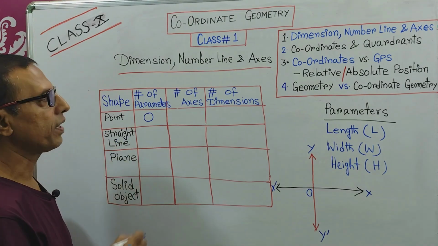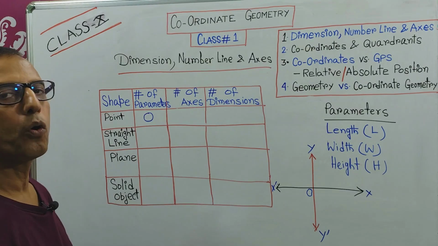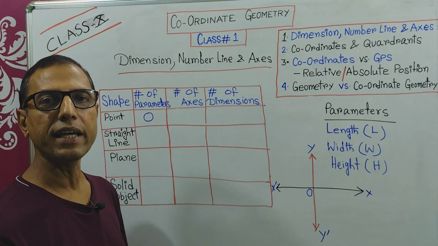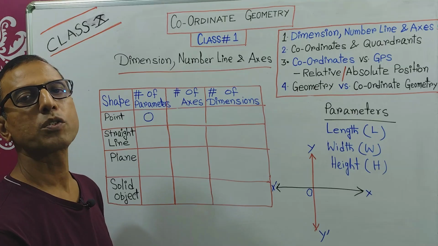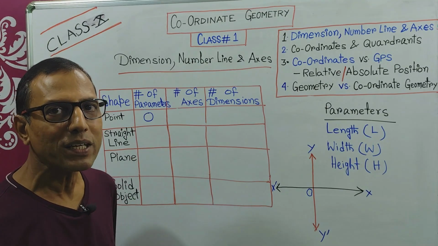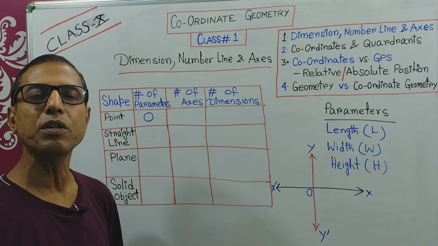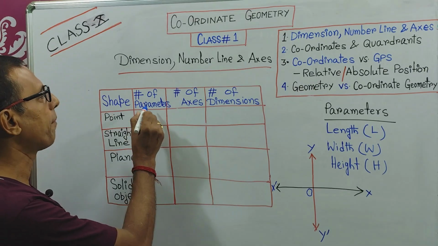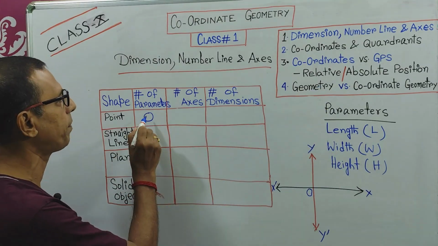What is the number of axes you require? You don't need any axis. You don't need any axis or number line to represent or specify a point on a point, right? If a point doesn't have any length, width or breadth, then how can you define the position of a point on a point? So therefore, the number of parameters for a point, since it doesn't have length, width or height, is 0.